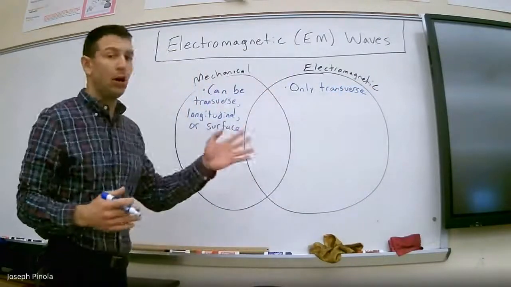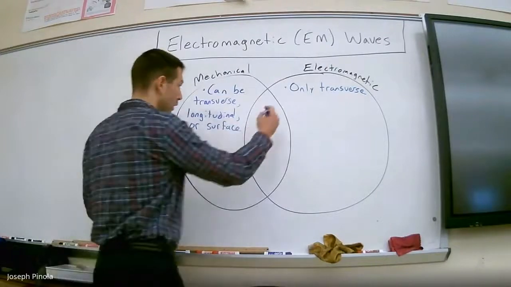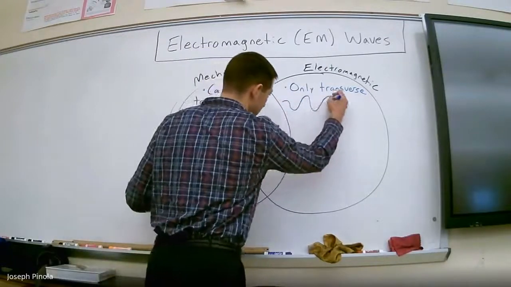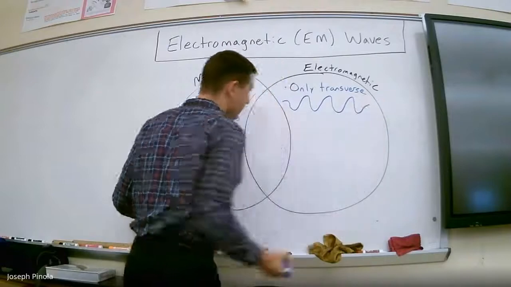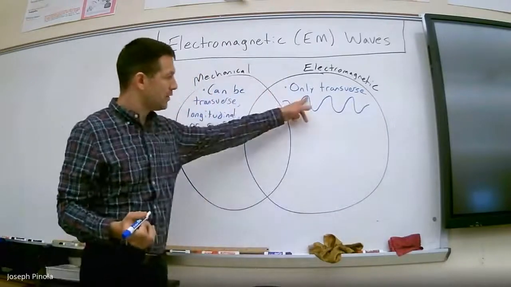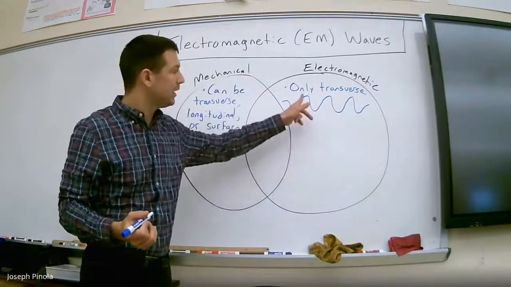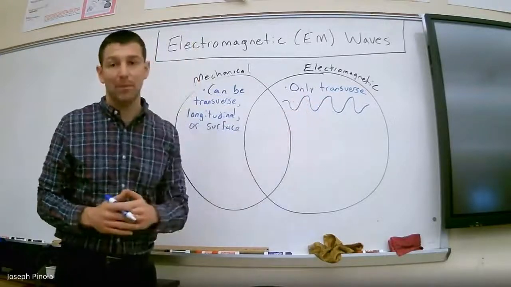And that means that all electromagnetic waves will look something like this. A wave that has crests and troughs, and that we can easily find the wavelength and amplitude of.